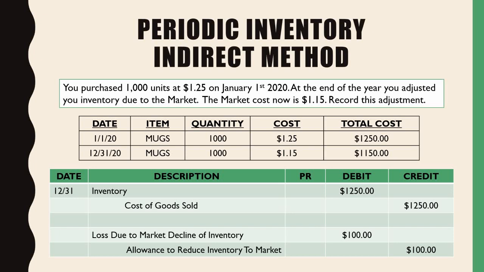So in this case, you are recognizing the inventory at its full value, okay? And of course, you are also going to be recognizing a loss on the difference due to the market. Okay? All right. Any questions in regards to this?